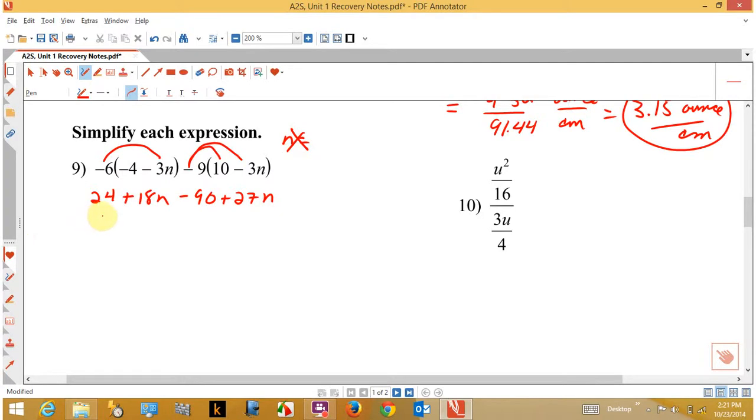And so now let's combine like terms. I have 18n plus 27n. That's going to be 45n. And I would have the 24 minus the 90. That would be a negative 66. And that would be my final answer.